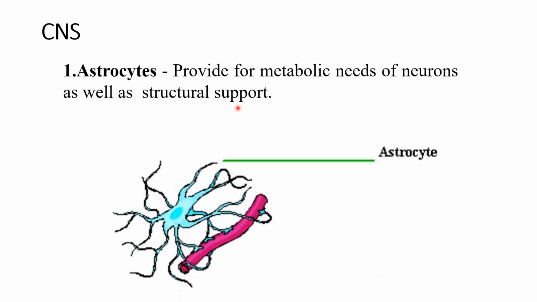There are different types of neuroglia in the human body. They can be categorized based on neuroglia in the CNS and neuroglia in the peripheral nervous system. CNS means central nervous system. The first type of neuroglia seen in the central nervous system is astrocytes. They provide metabolic needs of neurons as well as structural support. Then you have to draw the structure of astrocyte, that is drawn here.